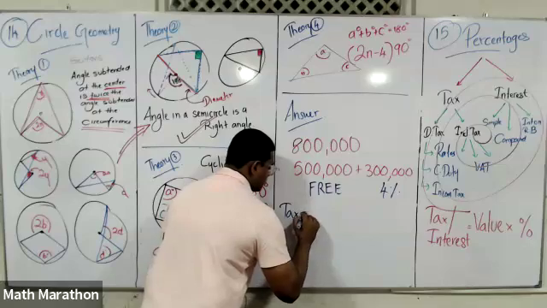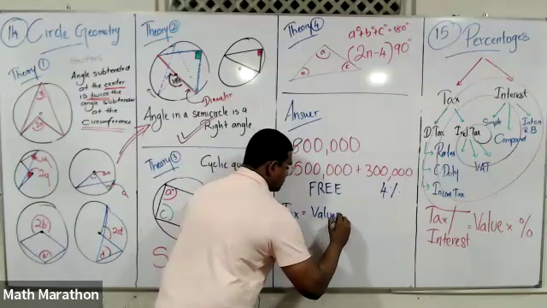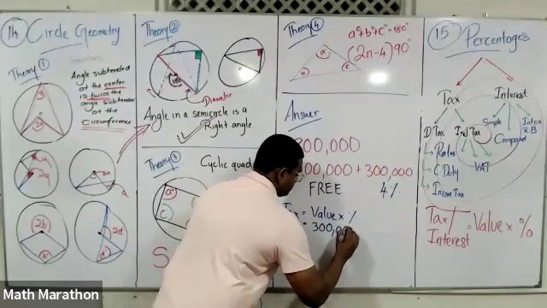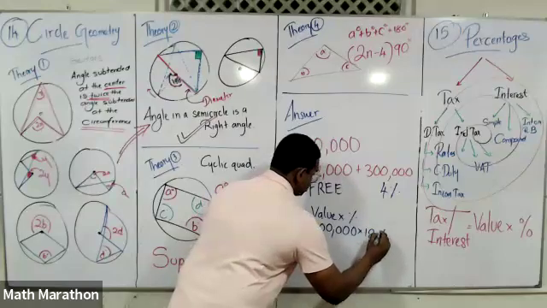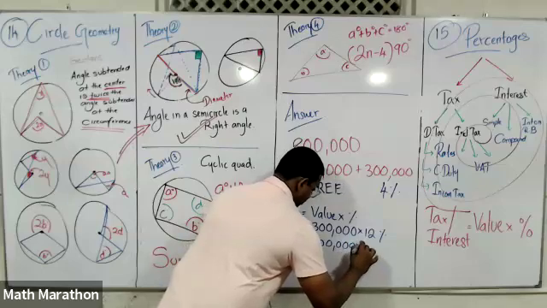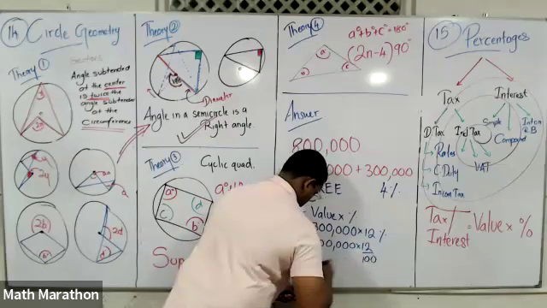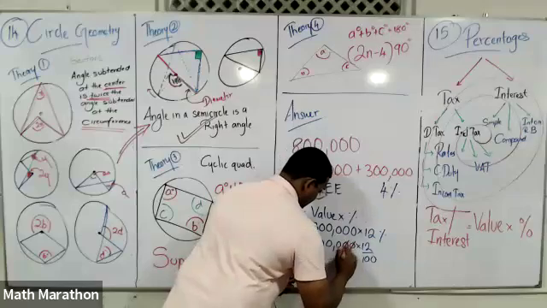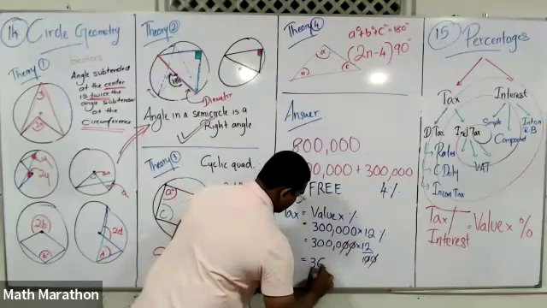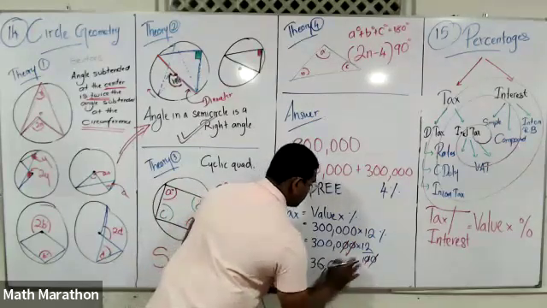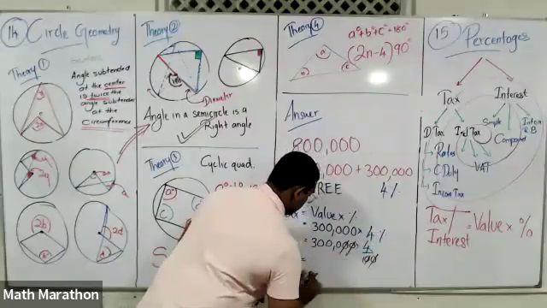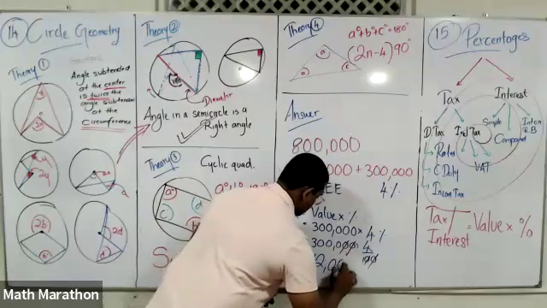Tax is what? Value into percentage. What is the value? 300,000 into 12%. 300,000 into 12 over 100. Sorry, 4%. No, my bad. 300,000 into 4 over 100. 12,000 rupees. The tax.